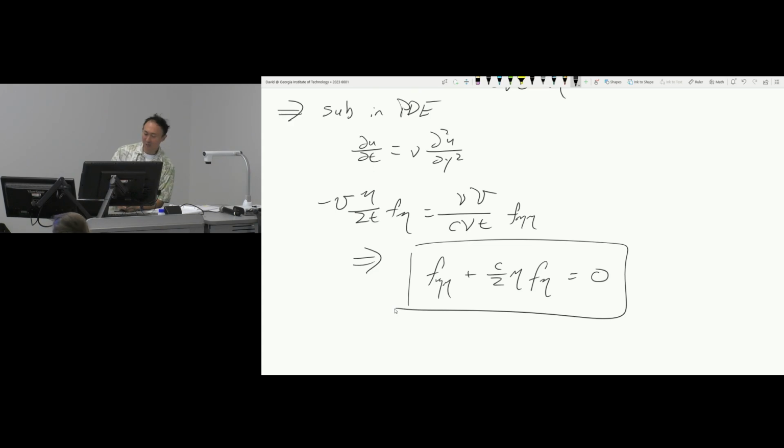That's what we did all this work for, to basically get from the PDE to this ODE with our similarity variable. This is an ODE for f of eta. Now this is an ODE that we can solve.